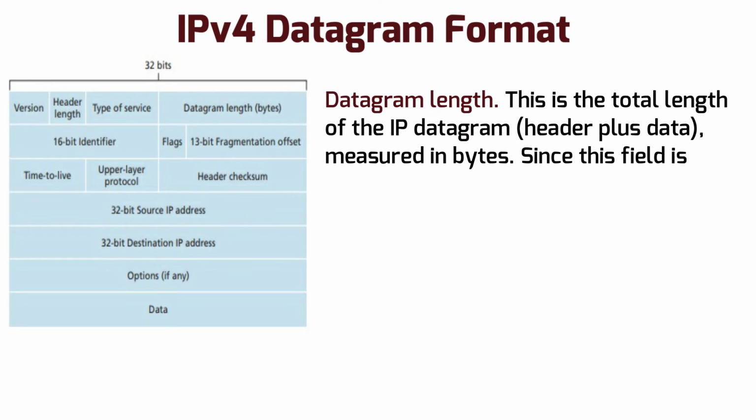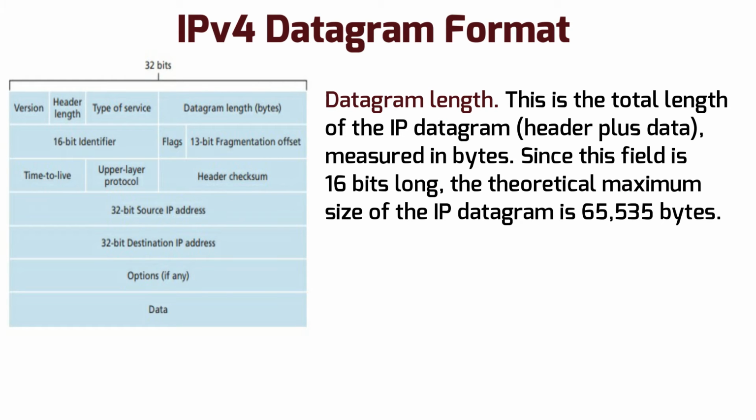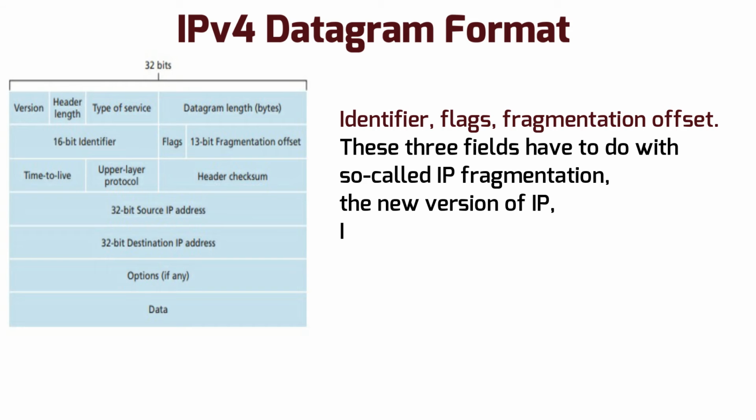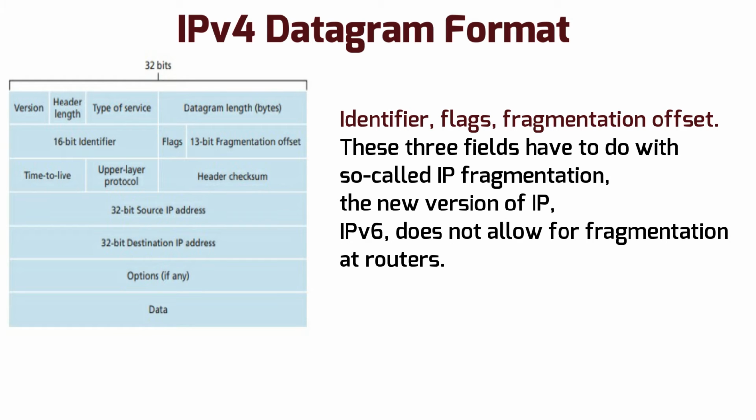Next is datagram length. This is the total length of the IP datagram, header plus data, measured in bytes. Since this field is 16 bits long, the maximum size of the IP datagram is 65,535 bytes. Next, identifier, flags, and fragmentation offset. These 3 fields have to do with the so-called IP fragmentation. The new version of IP, that is IPv6, does not allow for fragmentation at routers.